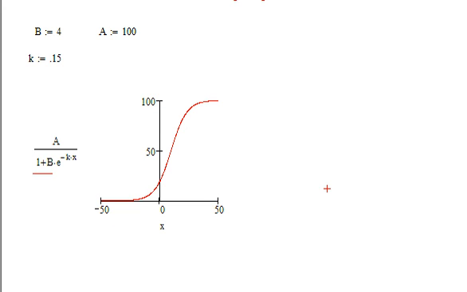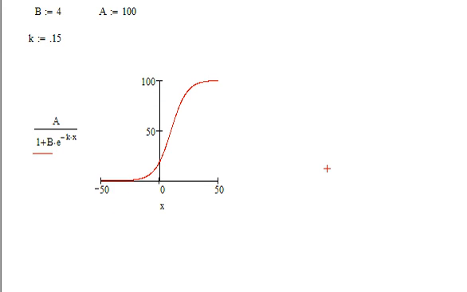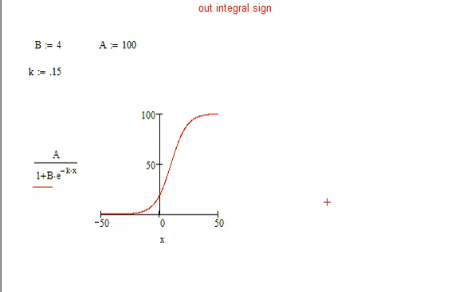And that graph is called the logistic curve, and population growth is like that, when the population growth is limited, as is the population of Earth.